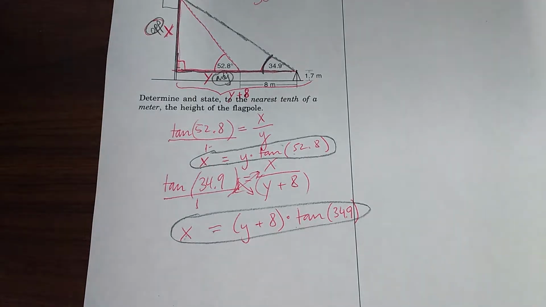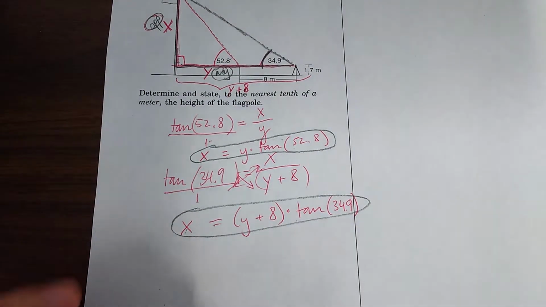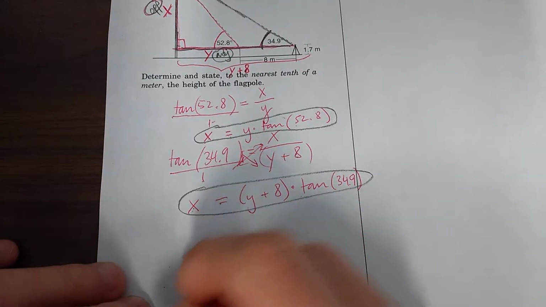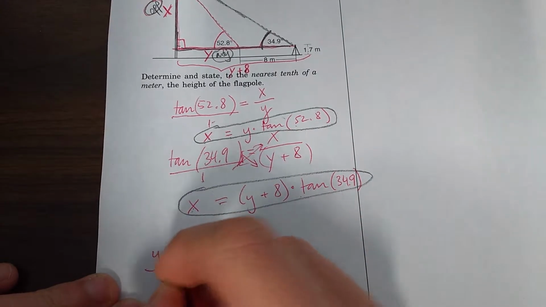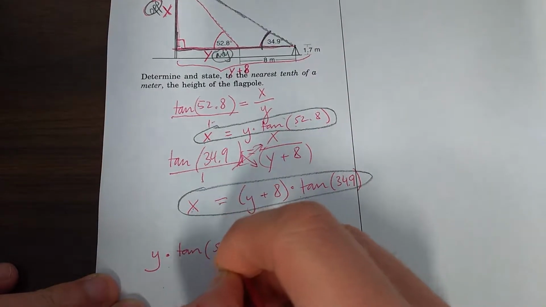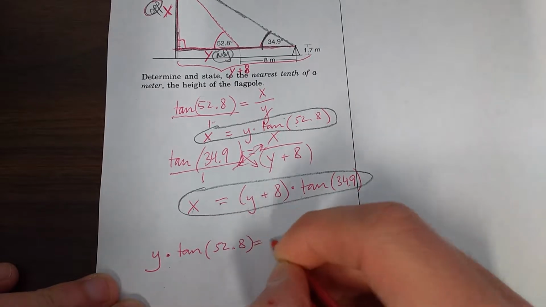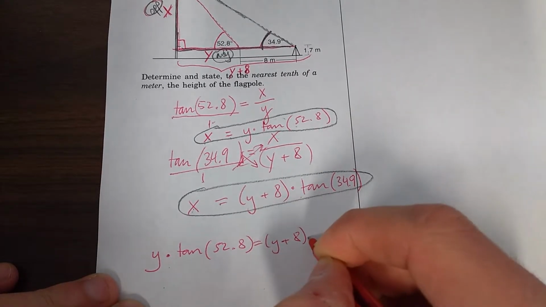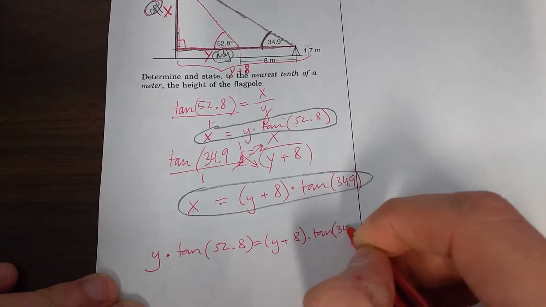Again, I said it before, like if I'm as tall as Mr. Mante and Mr. Mante is as tall as Mr. Latosky, then that means that I'm as tall as Mr. Latosky also. So I don't know if that's helping, hopefully, but we're just going to say that Y times tangent of 52.8 is equal to Y plus 8 times tangent of 34.9.